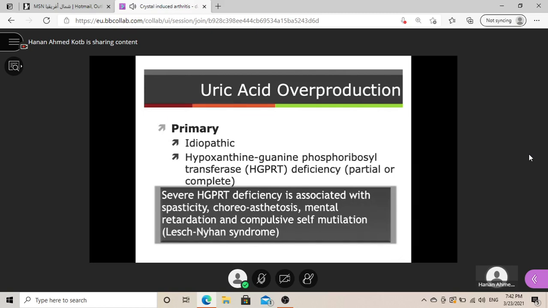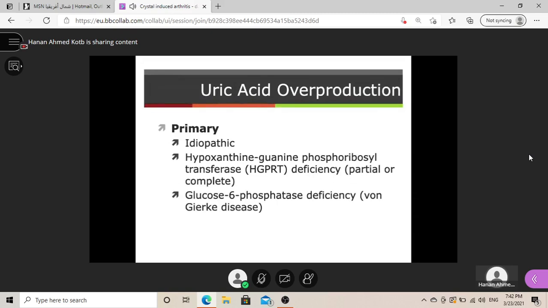While the partial deficiency is usually seen in families where there is early development and a family history of gout. Other enzymatic deficiencies like glucose 6-phosphatase deficiency or fructose 1-phosphate aldolase deficiency are primary causes for uric acid overproduction.